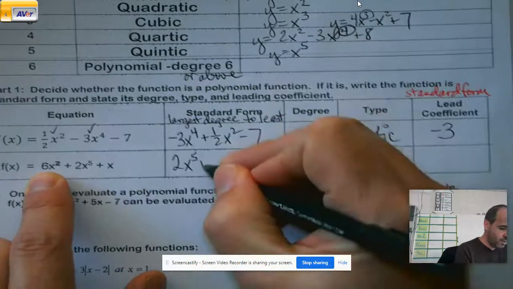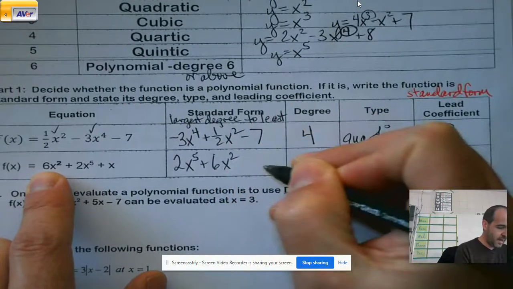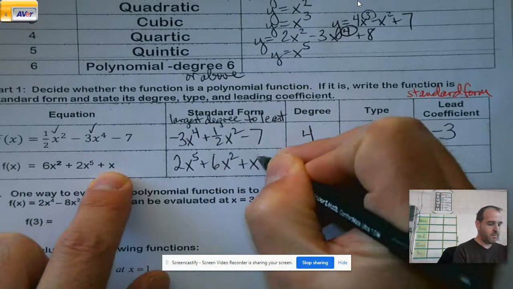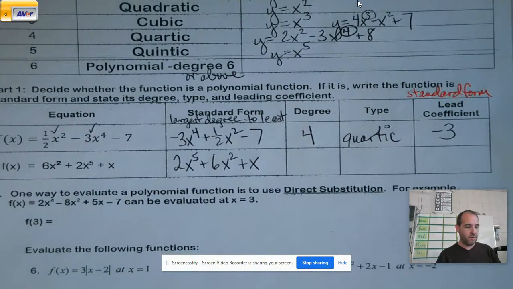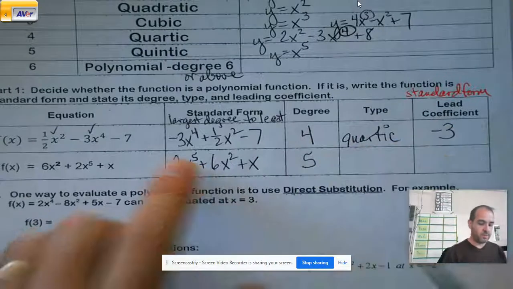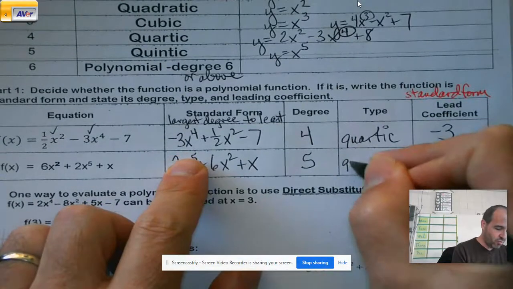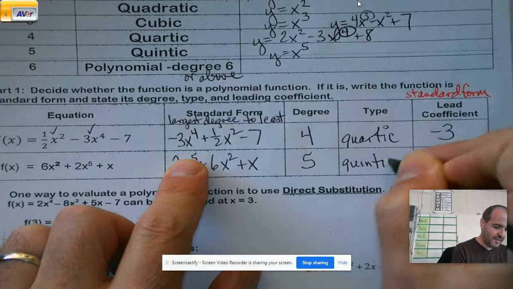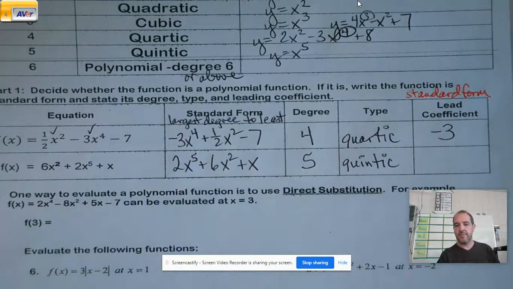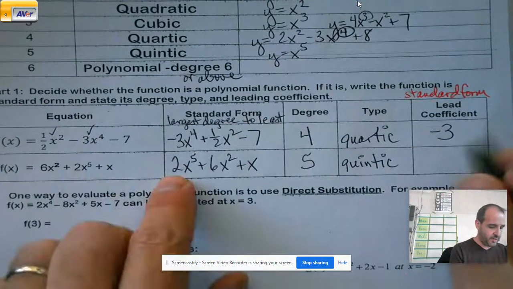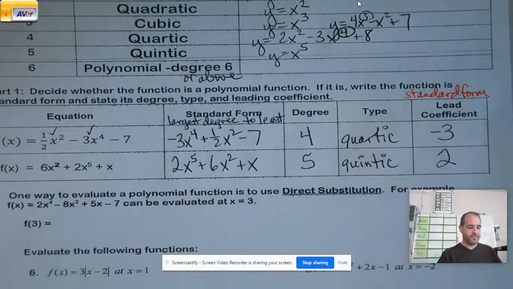And the next one. And the next one. Just work your way down. Degree is always the biggest one. Okay, type, fifth is called Quintic. And again, you've got these available when you're working, so it's not going to be a bad thing. And our lead coefficient, not 6, but 2. Okay, so that's just kind of some definition type stuff.